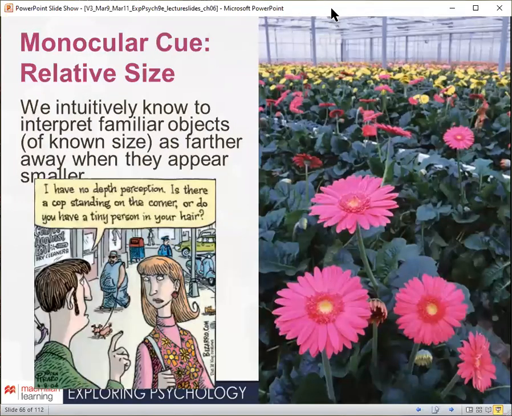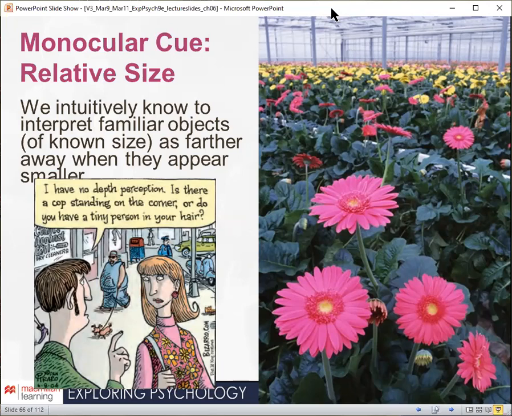Then we have relative size. If we see the picture on the right, we see these huge flowers in front of us. We're not going to suggest that these huge flowers are gigantic versions of all the other flowers. We're going to perceive that no, those flowers happen to be closer to us.